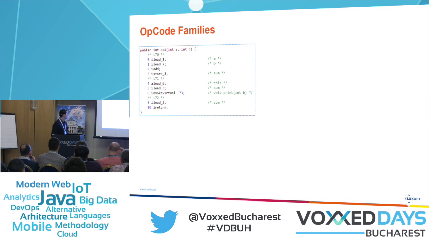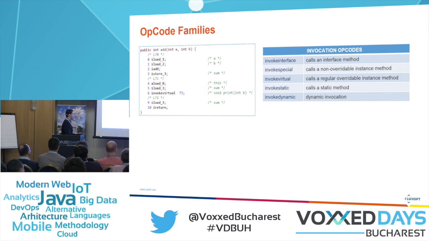Now, let's see how the opcodes are organized in families. There is an invocation opcode family. It's in charge of all invoke methods. We have here invokevirtual. Invokevirtual is for invoking a virtual method. A virtual method is mainly a method that could be overridden.